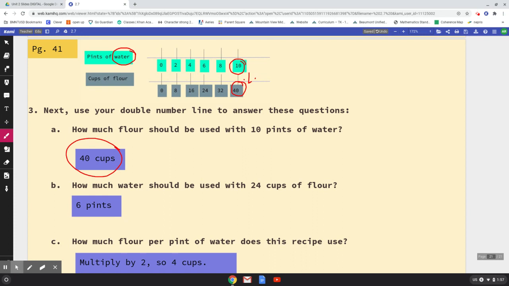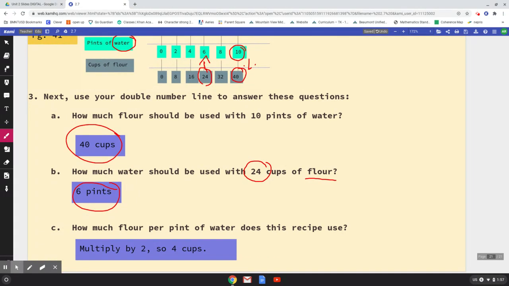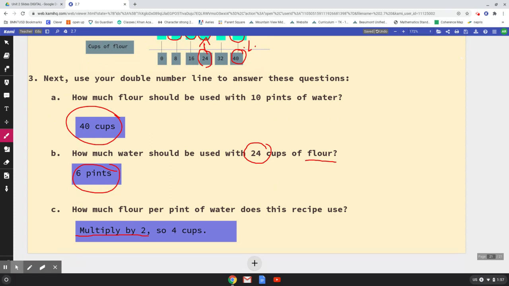Now it says how much water should be used with 24 cups of flour. So my 24 cups of flour is there. And the one that's vertical to that is the 6. So the answer would be 6 pints. Okay, and then for your last one, it says, how much flour per pint of water does this recipe use? So the water is going up by 2s every time. So you are multiplying by 2. So the answer would be 4 cups. So you will join the meet and you will start your practice.